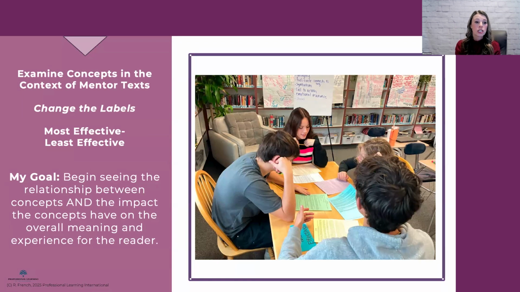And what's interesting is when they're trying to put the ones in the middle, usually there's an example that's clearly the least effective and one that's clearly the most effective. It's that middle part of the spectrum where students really have to negotiate and be able to explain what they're thinking to be able to place it in that spot.